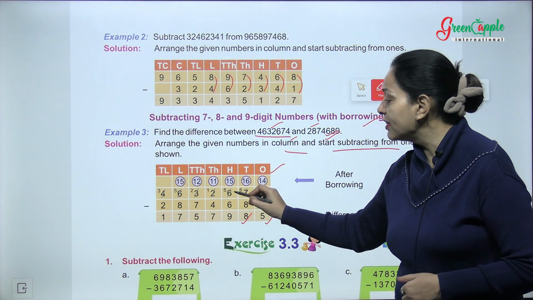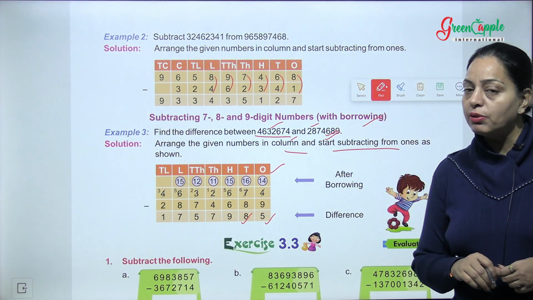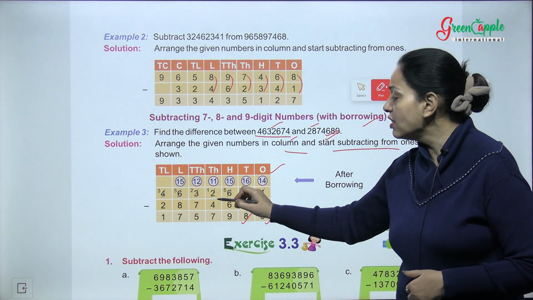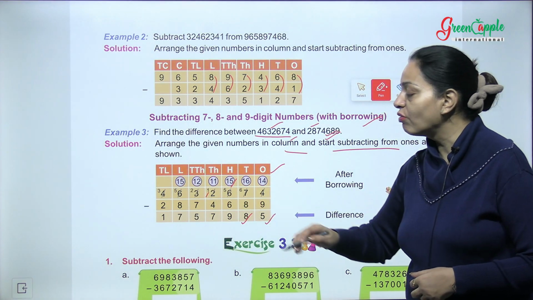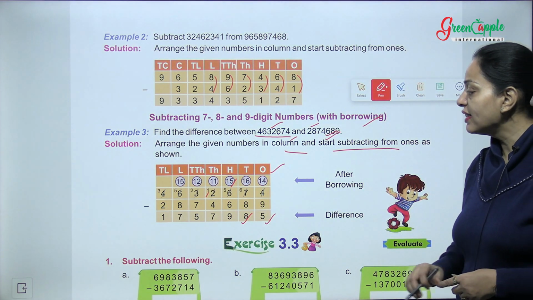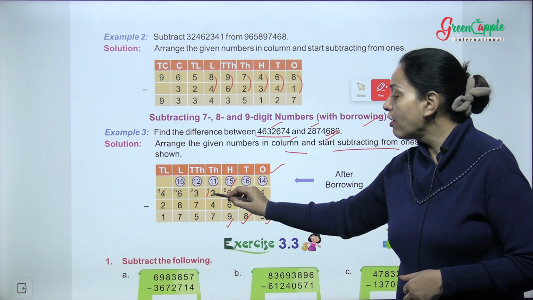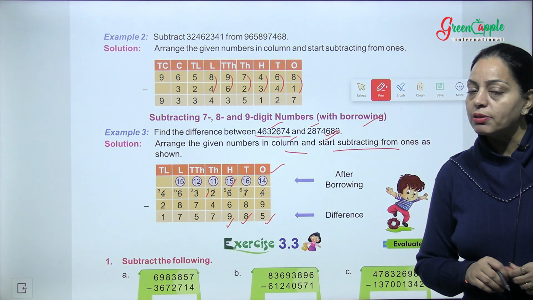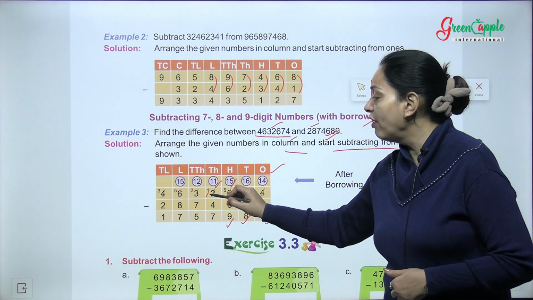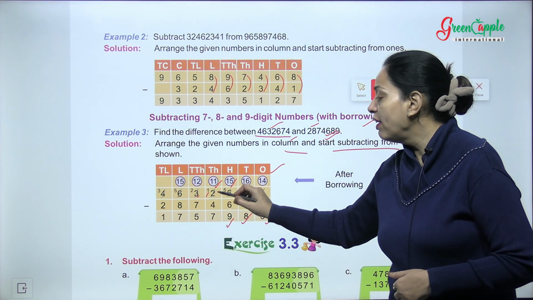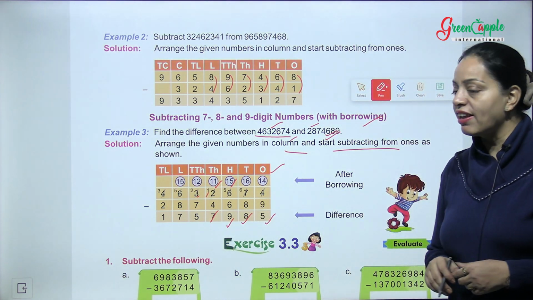Now come to the hundreds digit: 5 minus 6 not possible, we will borrow from the thousands digit. This is 2, so now this becomes 15 and this is 1 now. 15 minus 6, this is 9. Now 1 minus 4 not possible, so we will borrow from the ten thousands. This becomes 11 and this becomes 2. 11 minus 4 is 7.